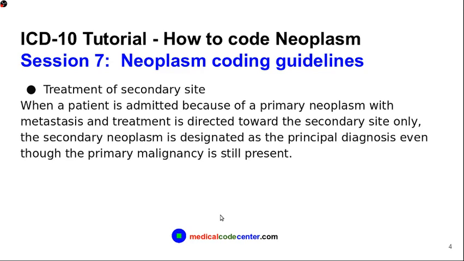The second guideline is about the treatment of a secondary site. When a patient is admitted because of a primary neoplasm with metastasis and the treatment is directed toward the secondary site only, the secondary neoplasm is designated as the principal diagnosis, even though the primary malignancy is still present.